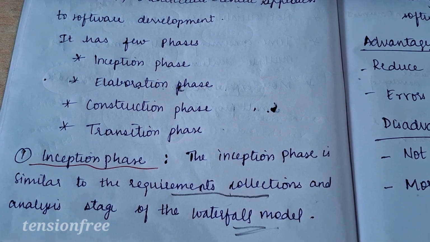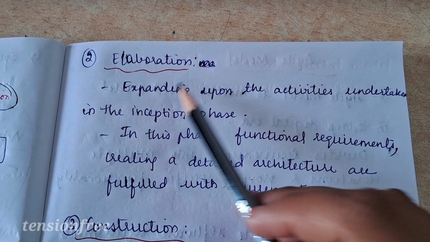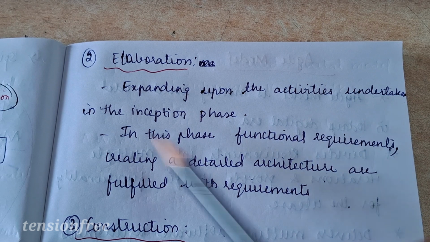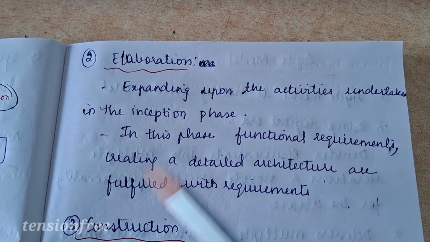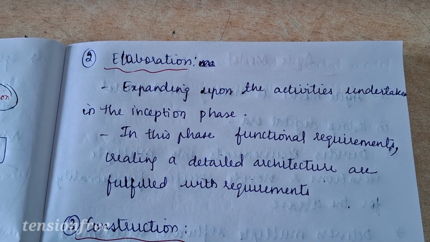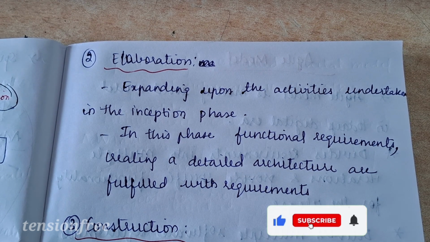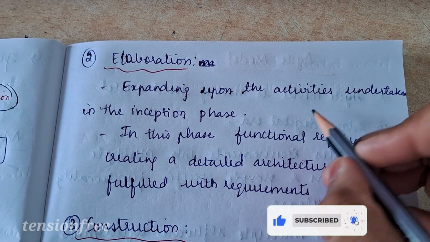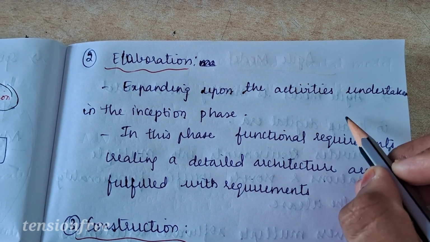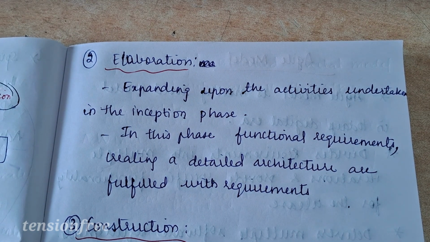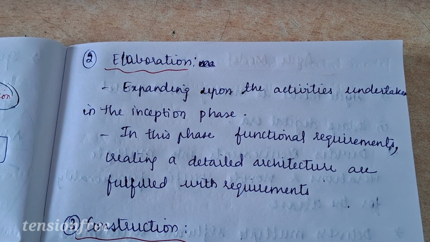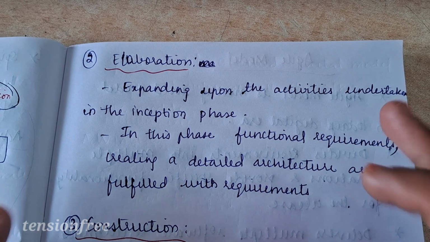Coming to the elaboration phase, it expands upon the activities undertaken in the inception phase. What are the activities undertaken in the inception phase? Requirements have been gathered and analysis has been done. After that, in this elaboration phase, we are going to expand. Elaborate means expand the requirements which were taken in the inception phase.